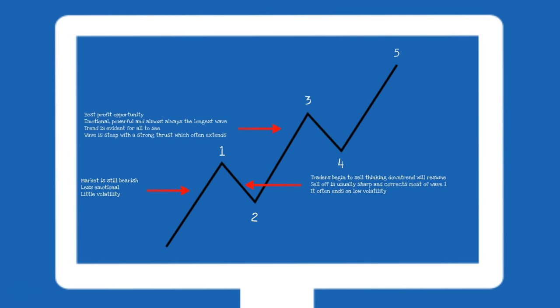Wave 3 offers the best profit opportunities. They are emotional, powerful, and are often the longest. At this point, the trend is truly evident for all to see. The wave is steep, with a strong thrust move, which often extends. Once Wave 3 finishes, the corrective Wave 4 will develop.